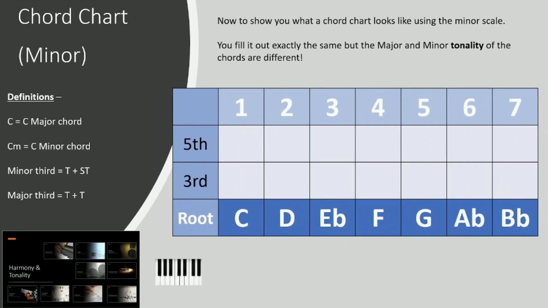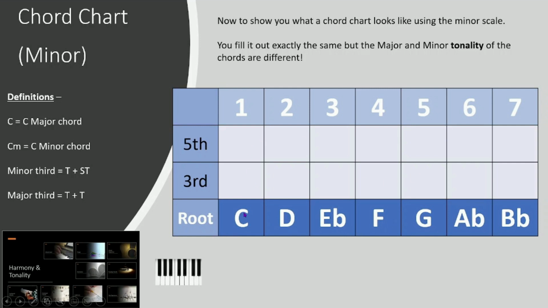Now, minor chord chart. We fill it out exactly the same way. We fill out the root row using the minor scale formula. So as you can see, we have the 3rd, 6th, and 7th degrees flattened. And we have a couple of new definitions, minor third and major third. We're going to look into that and why that is there in a minute. But for now, let's fill out the rest of the chord chart.